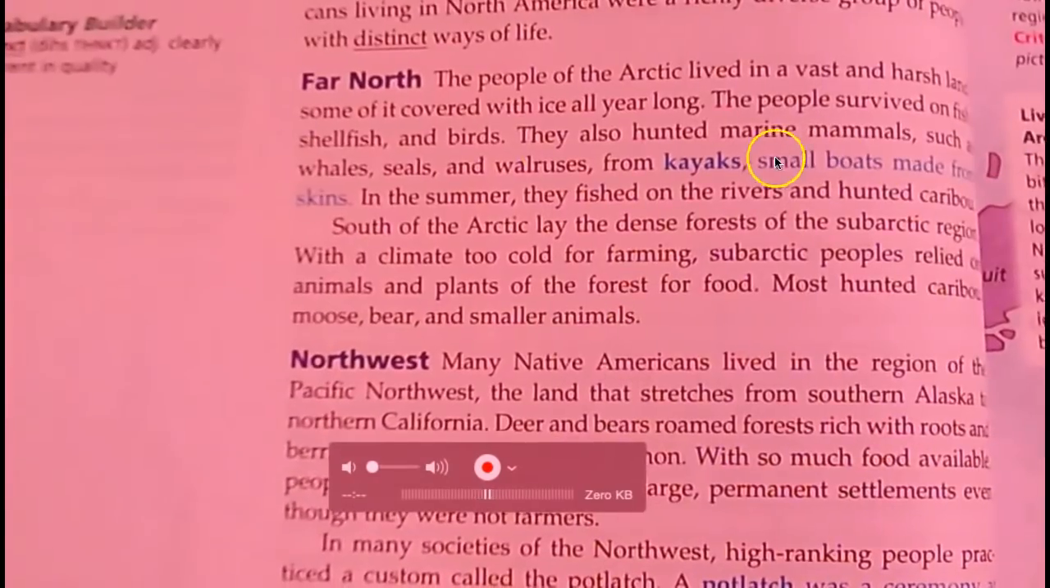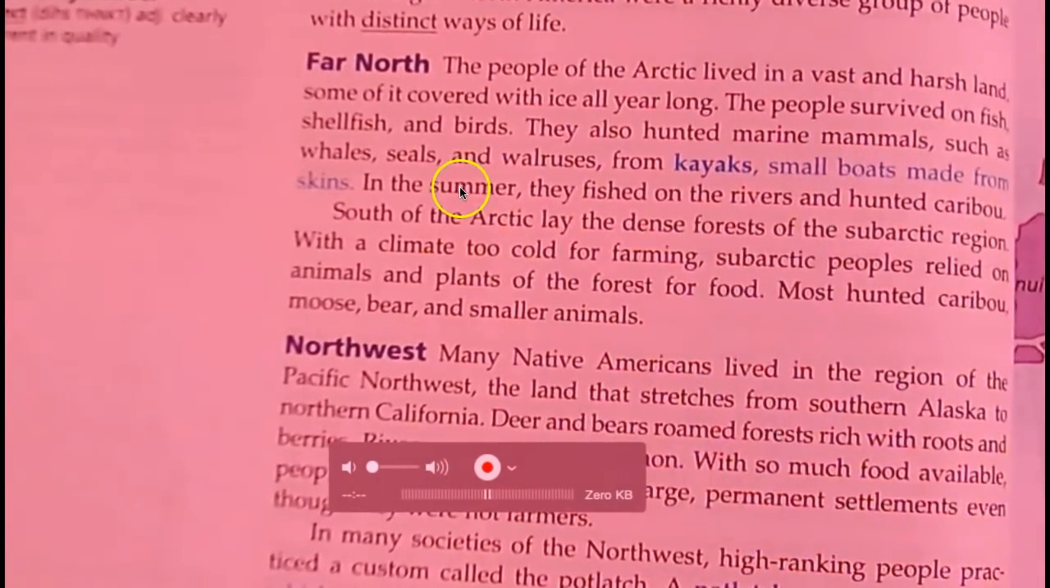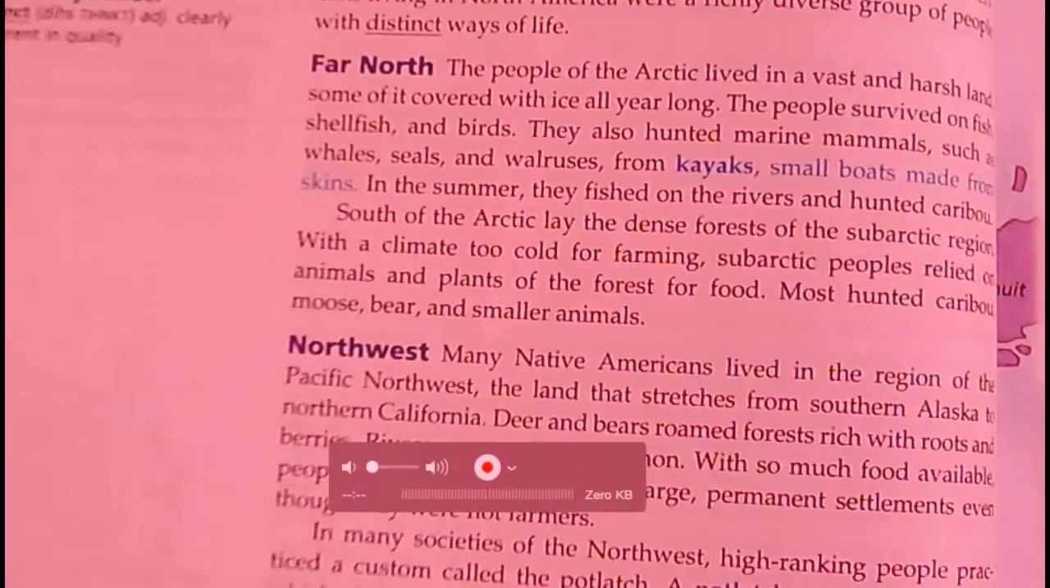People survived on fish, shellfish, and birds, and also hunted mammals such as whales. So we could say their food was from the ocean, birds, and mammals. If you wanted to be more specific, that would be perfectly fine, but this is also a good practice of summarizing, so you can pick out the most important things.